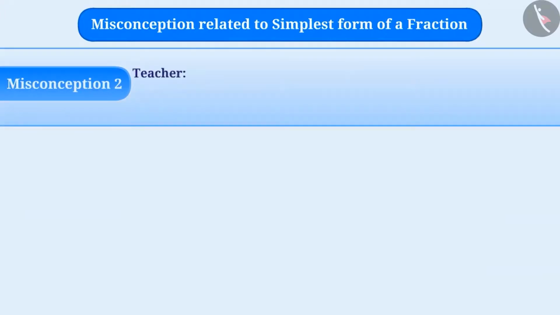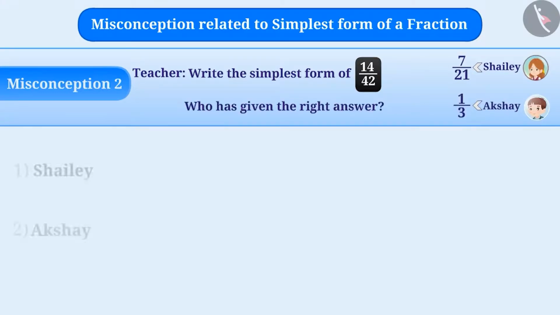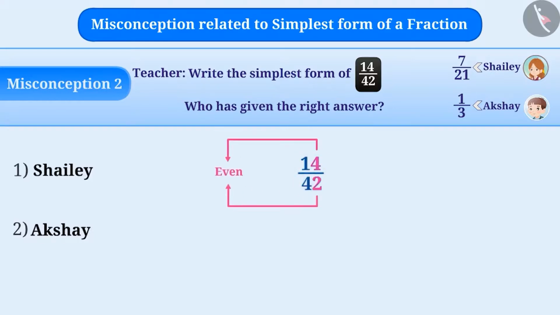Misconception 2. One day, the teacher had written the fraction 14 by 42 on the blackboard and asked the students to write it in the simplest form. Shaili has given 7 by 21 as an answer and Akshay has given 1 by 3 as an answer. Who wrote it correctly?